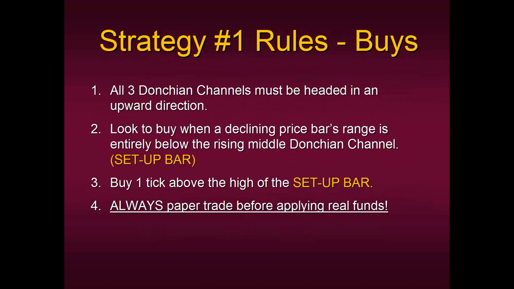okay? Firstly, once we apply the Donchian channels, we want to see that all three Donchian channels are headed in the same upward direction. Okay, now you notice here I didn't say they're in sync, they're headed in the same upward direction. Now we're going to look to buy. This is where it gets complicated in a word format, but we're going to look to buy when we see price start to decline. Okay, and when price declines, we want to see the range of a price bar entirely below that middle rising Donchian channel. We're going to label this our setup bar.